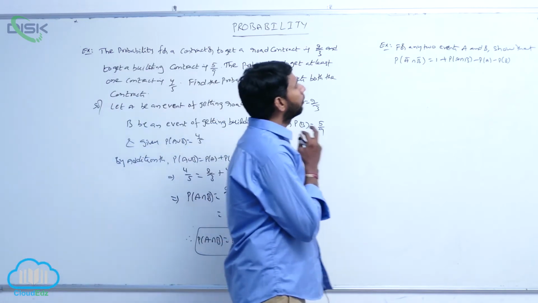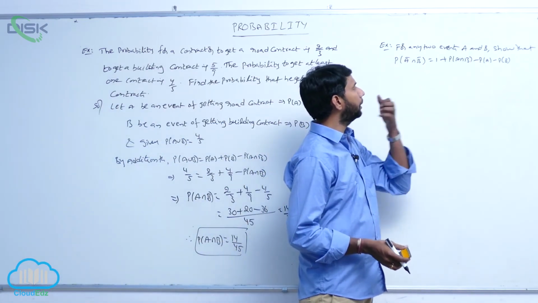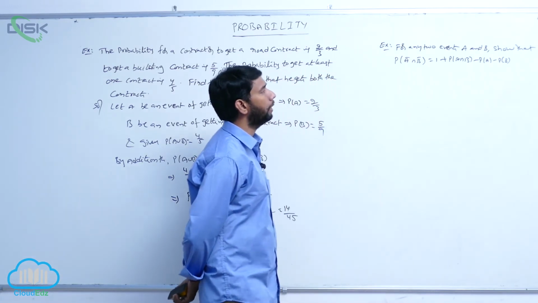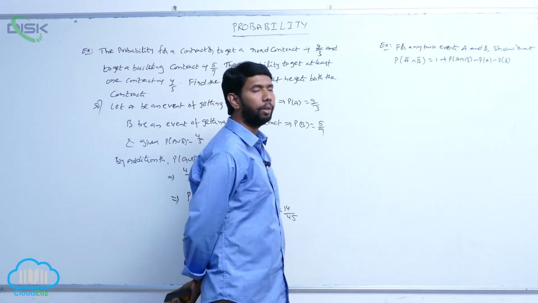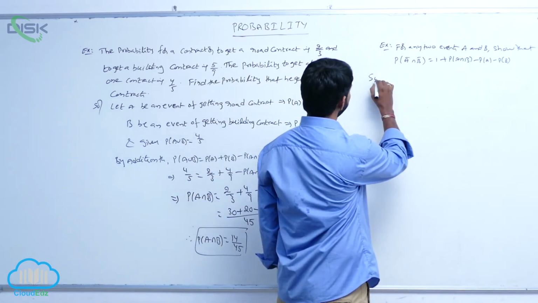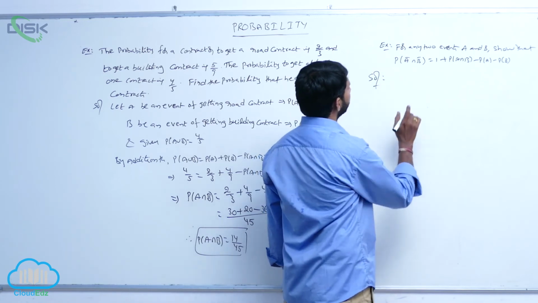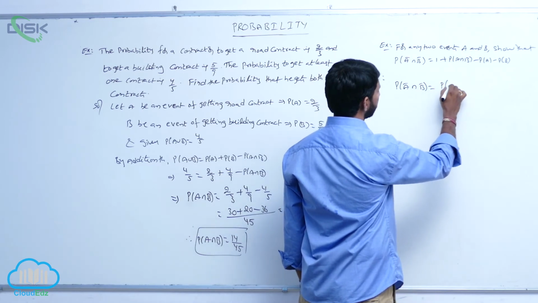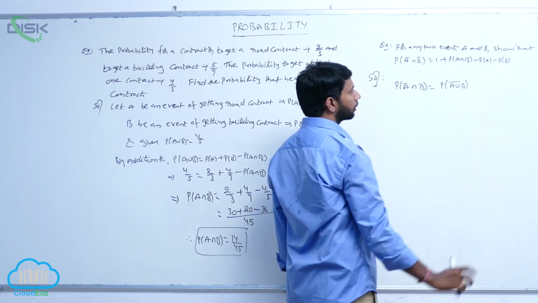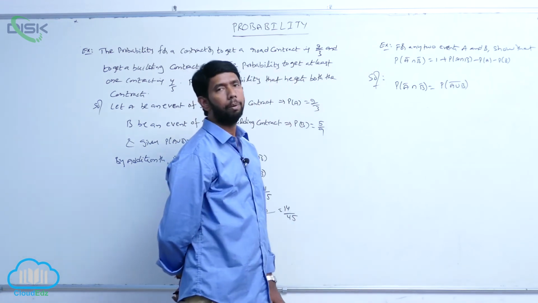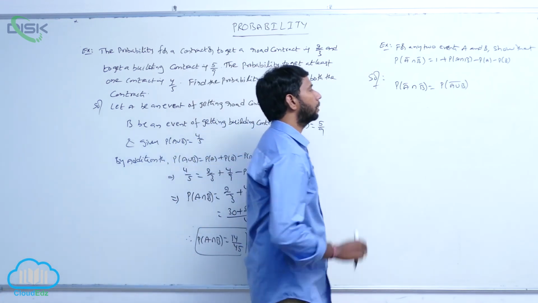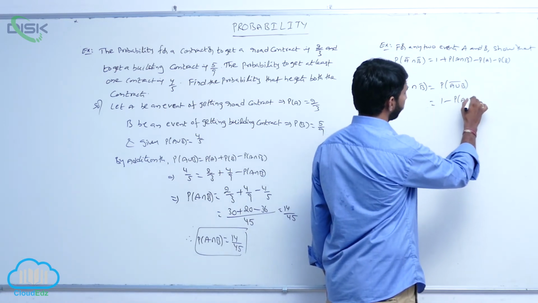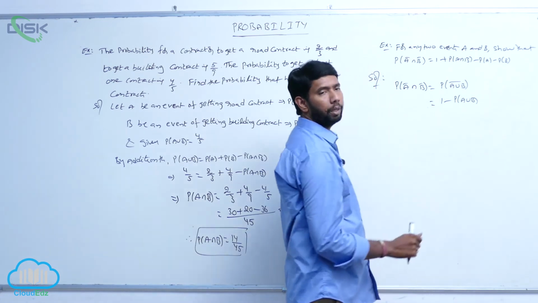And next one, for any two events capital A and capital B, show that P of A bar intersection B bar is equal to 1 plus P of A intersection B minus P of A minus P of B. Here P of A bar intersection B bar can be written as P of A union B whole bar. It is the complement of A union B, so it can be written as 1 minus P of A union B.